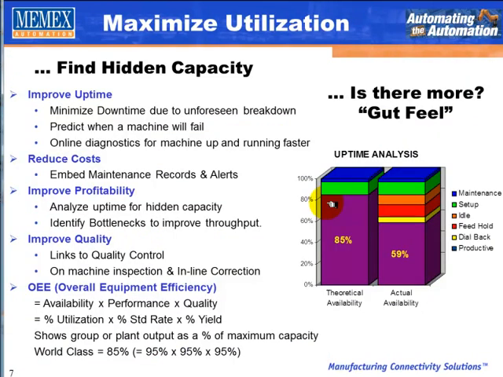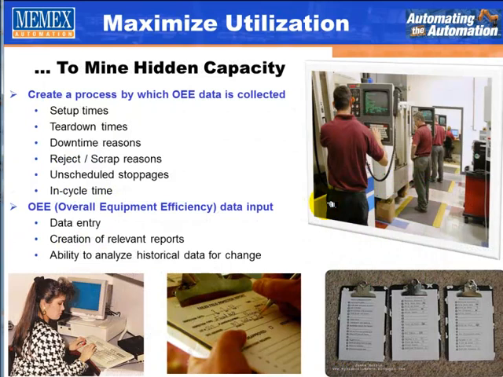Ultimately, the goal is to maximize utilization, find that hidden capacity. And you have to ask yourself, is there more out there? Is there a gut feel that there's more information, that more efficiency you can get? If you had that access to what was happening on those machines, you would be in a better position to judge and see it.